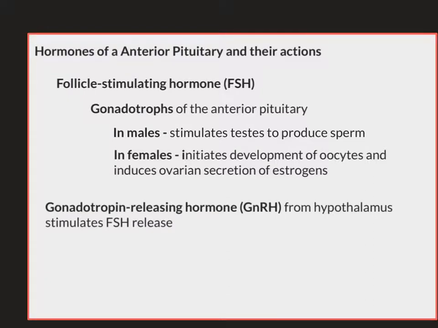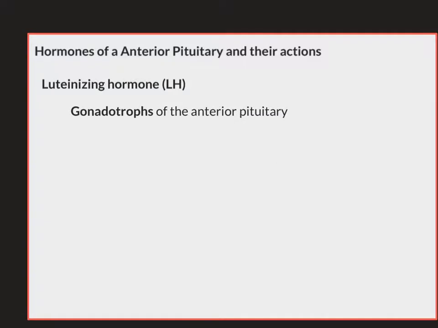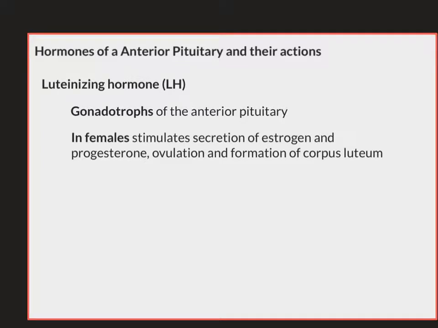Luteinizing hormone is a hormone that is also released by the gonadotrophs of the anterior pituitary. In females, this hormone is responsible for the secretion of estrogen and progesterone, ovulation, and the formation of the corpus luteum. In males, this hormone is going to stimulate the testes to produce testosterone.